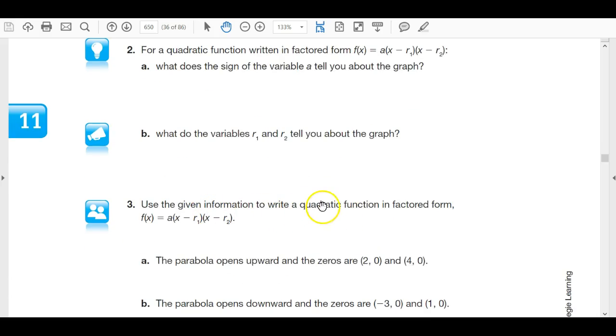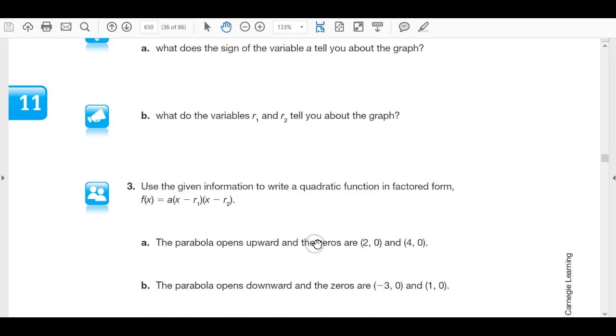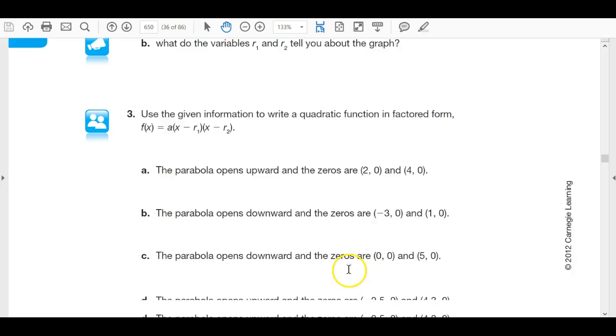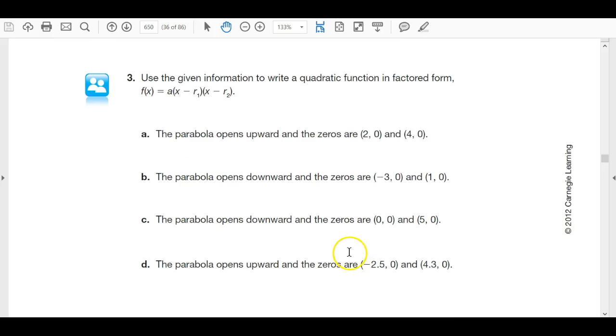Use the given information to write a quadratic function in factored form. So it says here the parabola opens upward, so that means we're going to have a positive number for A. The zeros are 2 and 4, which means we have to have x minus 2, x minus 4, right? So you might have a function, f of x equals 3, x minus 2, x minus 4. You can do the rest of these the same way. I'm not going to do them because we did them in class.